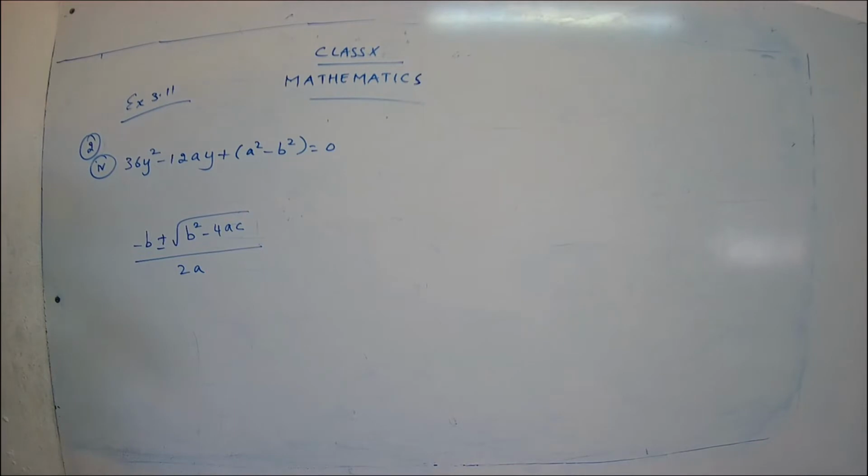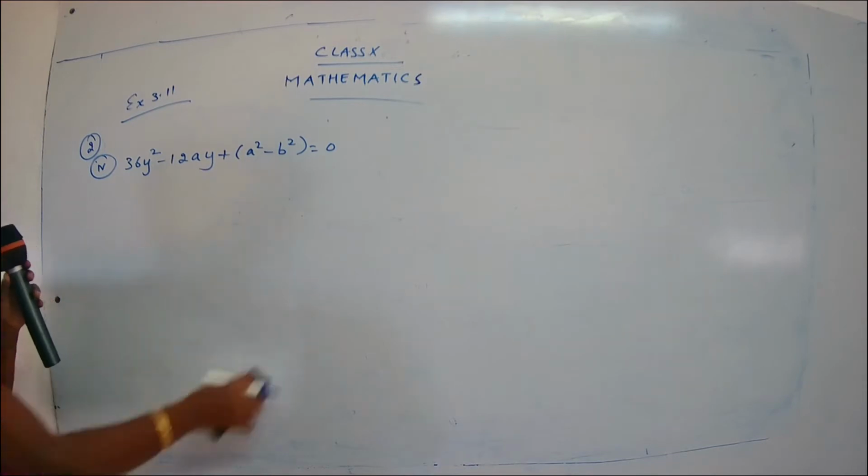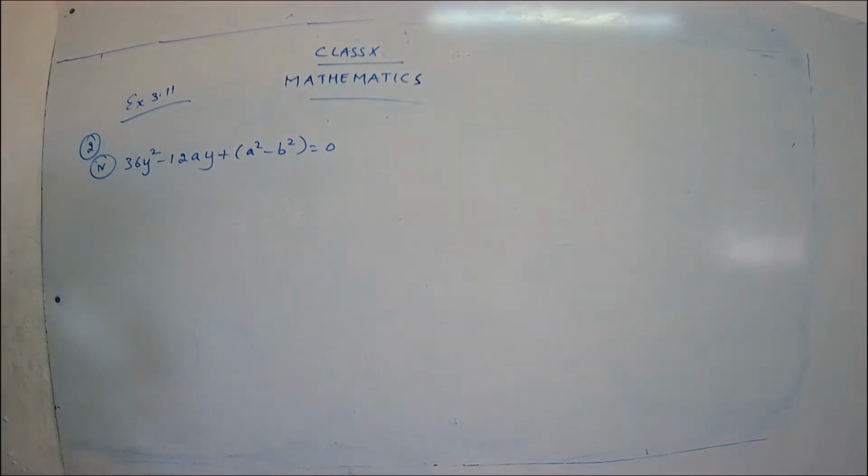So this is the formula method that we are going to apply and we are going to get the unknown variable. What is the unknown variable over here? Yes, we are going to find out the value for y. So let us find out the value for y. So what is the first step? Yes, we are going to find out the values of a, b and c.